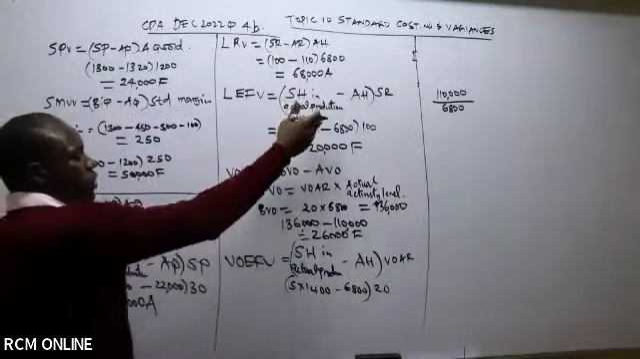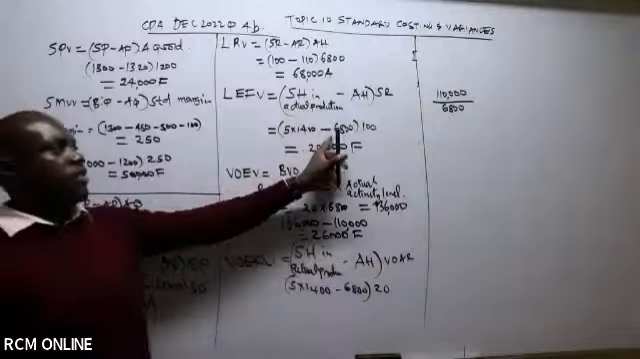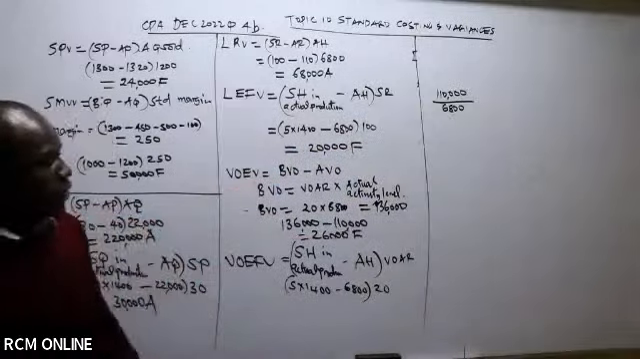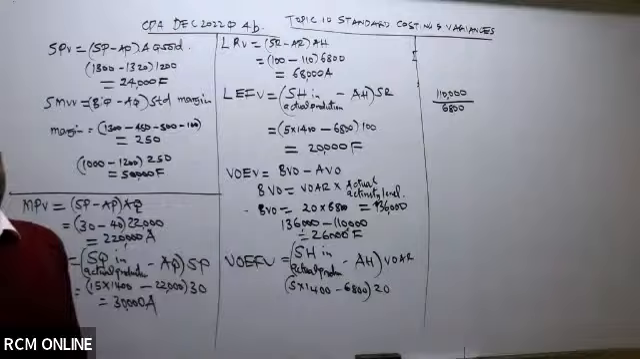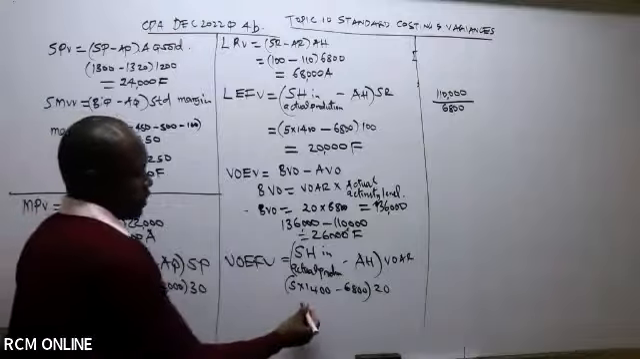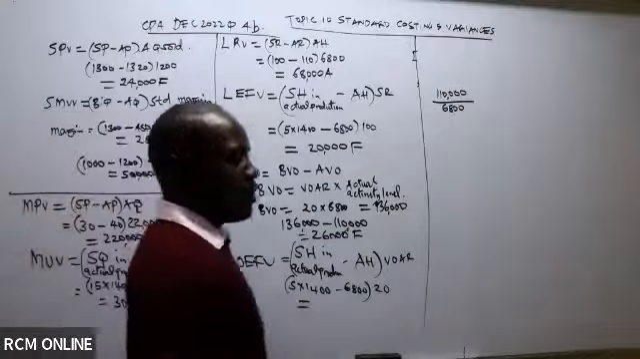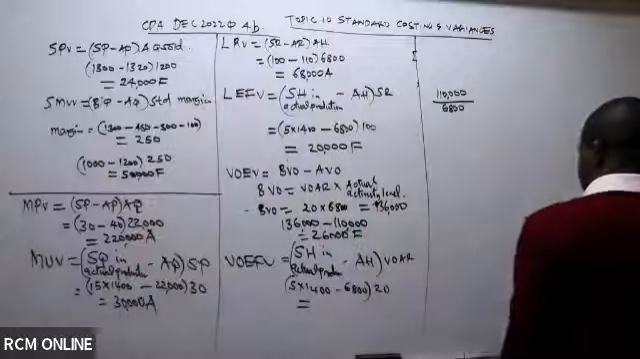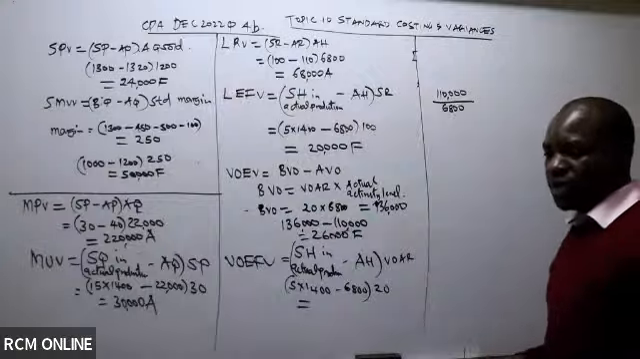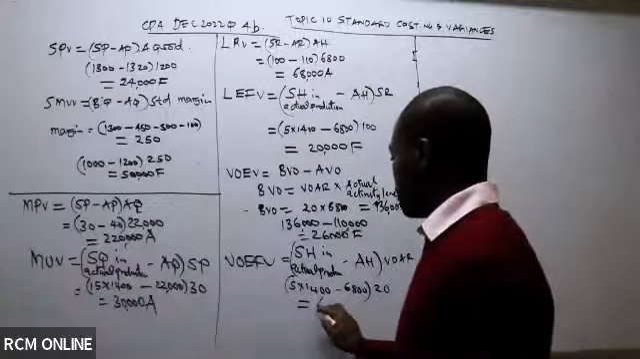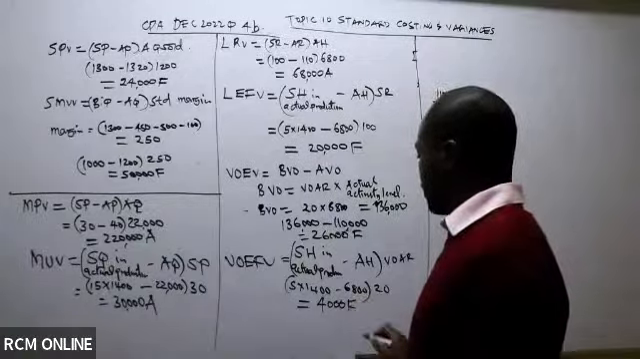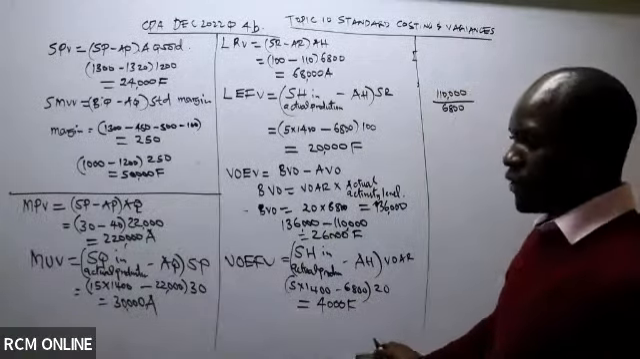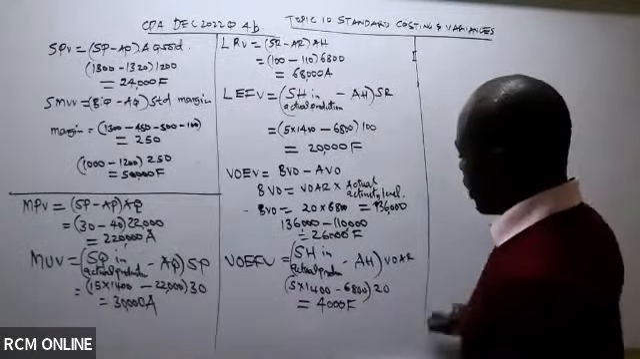We talked about favorable. It is the same thing. The difference between 7,000 and 6,800 is 200. 200 by 20, what will we have? Is it 4,000? Let me give you a minute to confirm. Is it 4,000 favorable? 4,000 favorable. Thank you. Let's go to the next thing. We're done with the variable overhead.